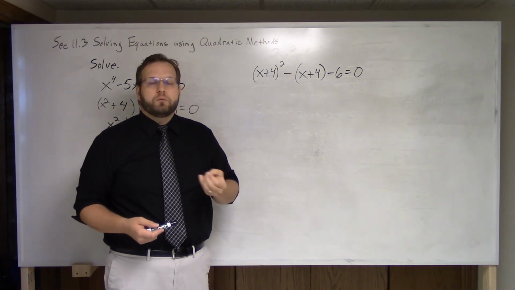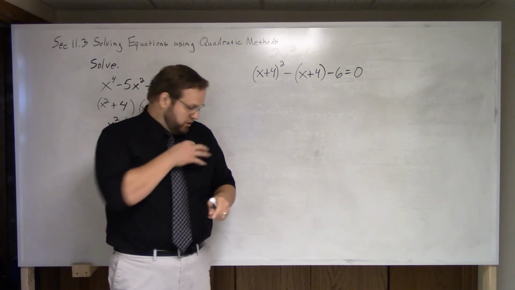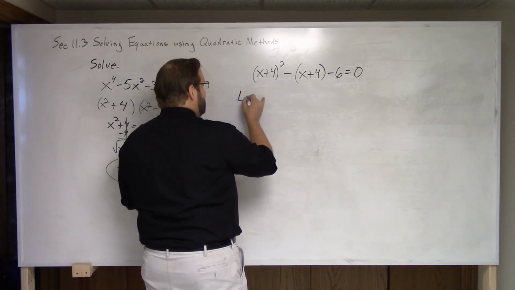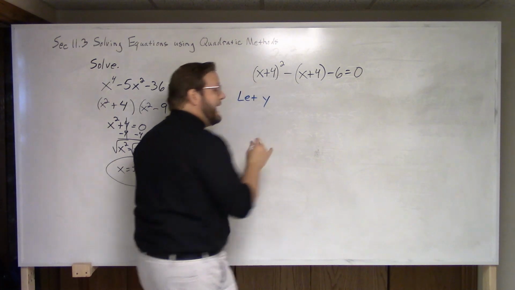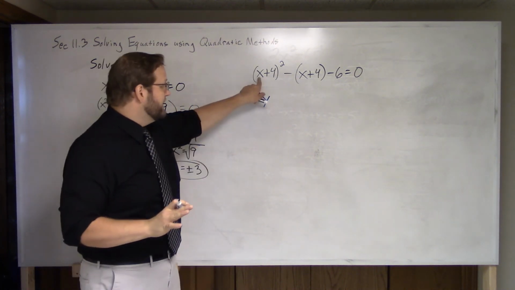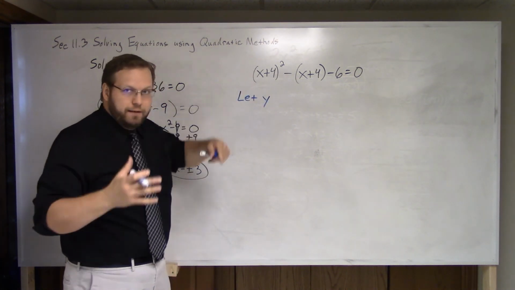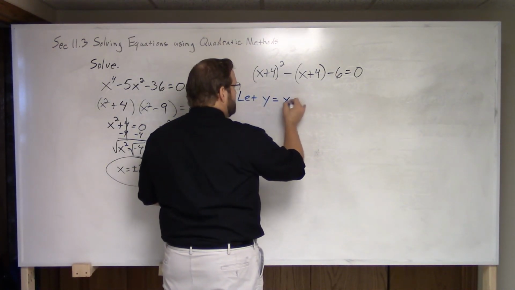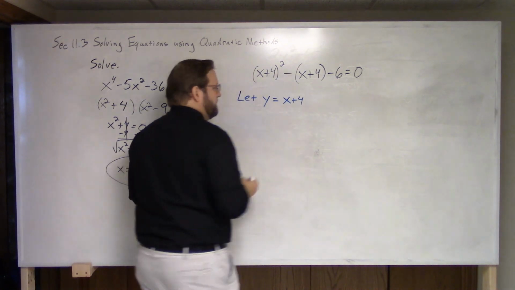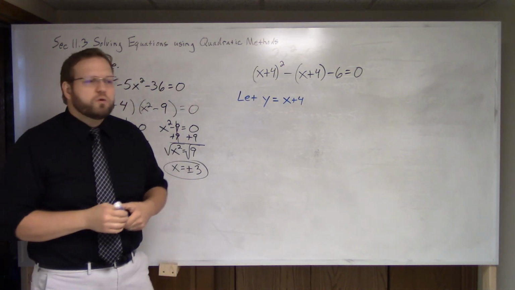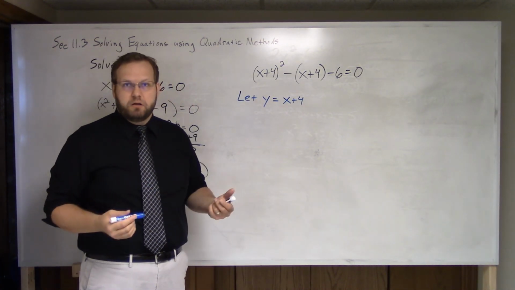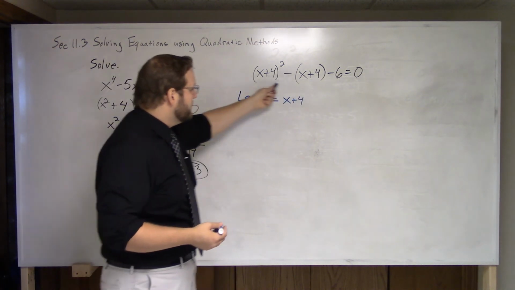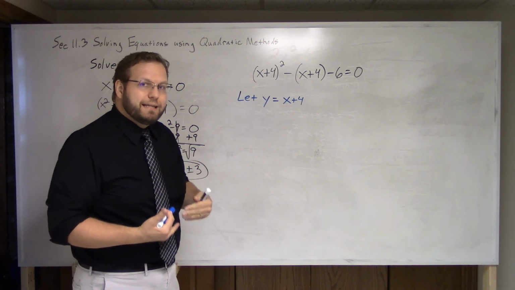I'm going to put in what's called a let statement. So I am going to say let y, or any variable you want, just not x because it's already there. I'm going to use y. Let y equal that piece they have in common. Instead of saying x plus 4, I'm going to call it y. That's all. Okay? What I can do is I can then take this equation and substitute in that y.